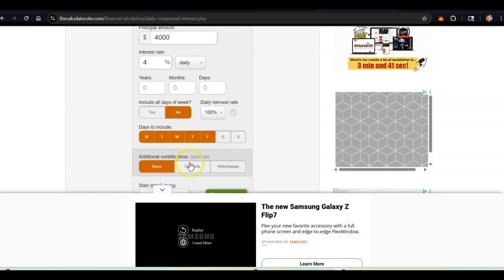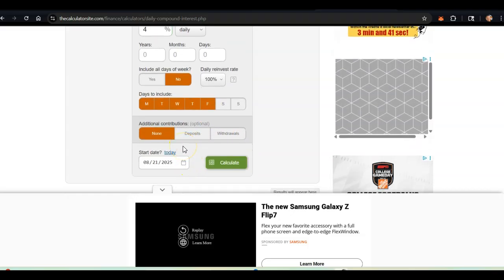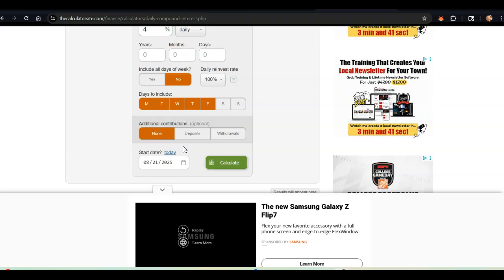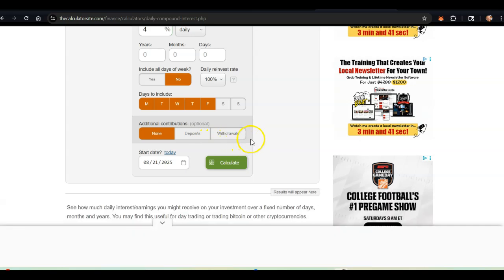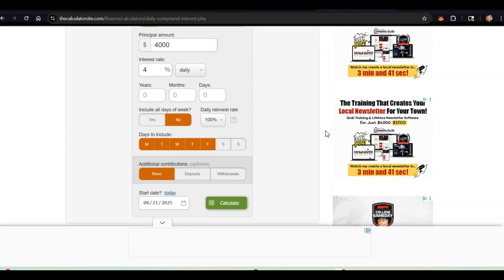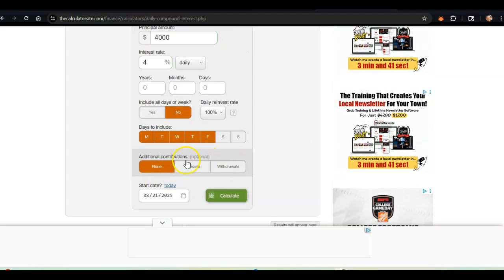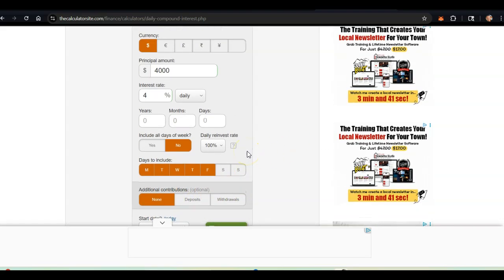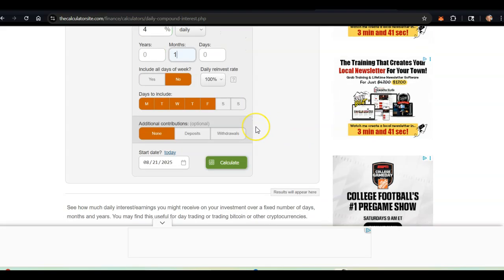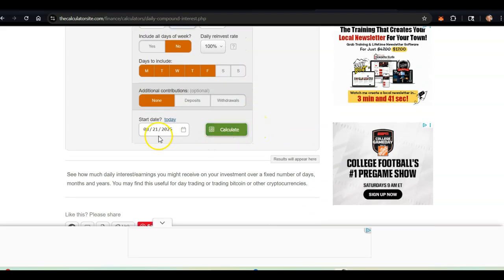So, no additional contributions. Another person we're working with is starting with less money, but he's putting in an additional $500 to $1,000 on a monthly basis to help build. Mark is putting in his $4,000, and we're going to do this one without any additional contributions. Okay? So now let's just go 1 month. We're going to look 1 month out. Okay? And we're starting today.